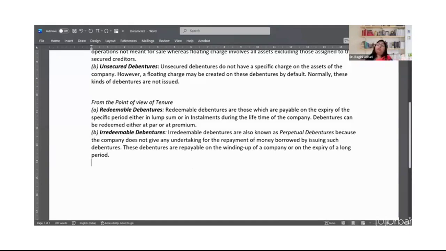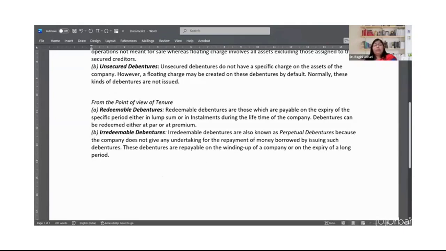Usually, suppose a debenture has been purchased by me for 5 years. After the expiry of 5 years, the moment I surrender my debentures to the company, I get my principal back. These debentures can be redeemed either at par or at premium. Technically, debentures can be redeemed at discount also, but that is a loss for the debenture holder, therefore it does not work. So practically, debentures are redeemed either at par or at premium.